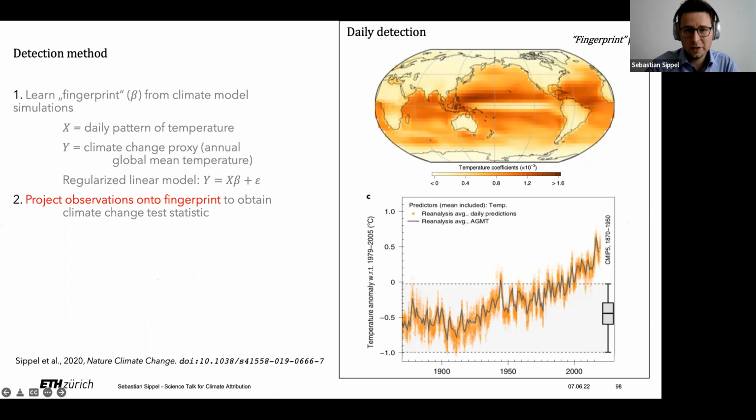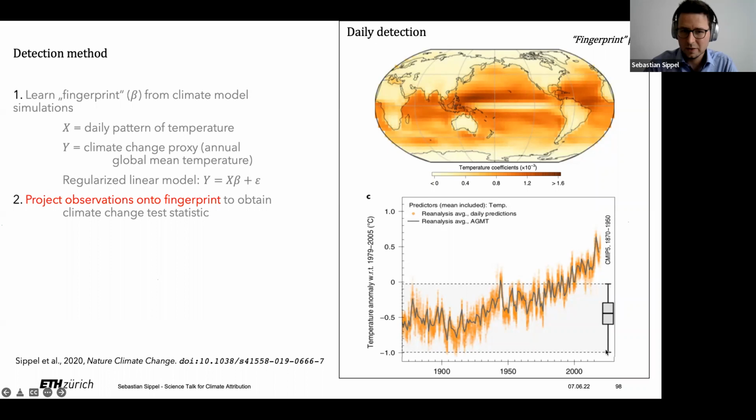If we look at the time series of our prediction of annual global mean temperature based on these individual days, where each orange point is an individual day, we found that this statistic moved out of the distribution of internal variability of the CMIP5 models.